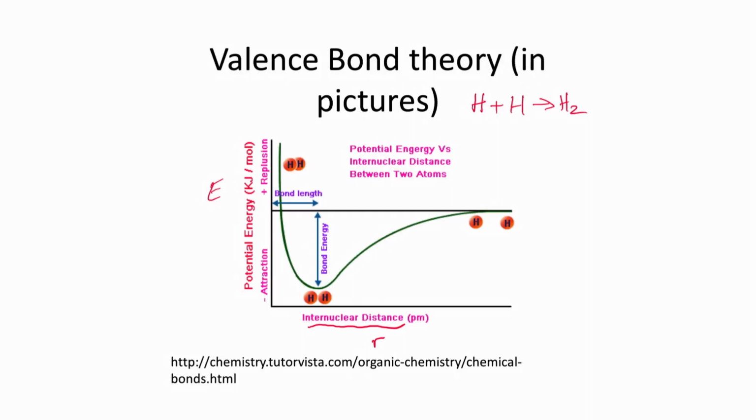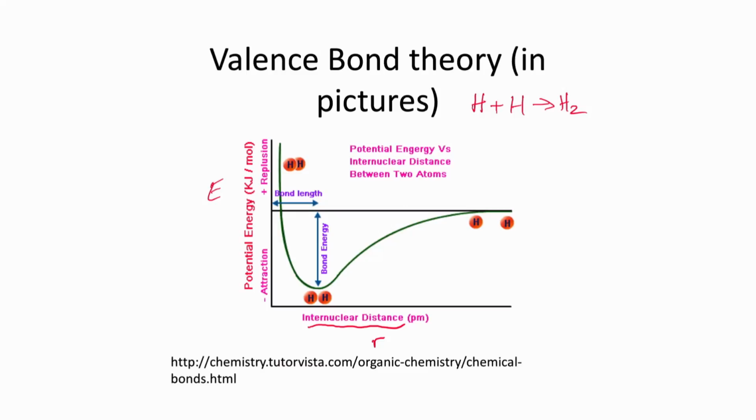So let's assume that these two hydrogen atoms are really far away, so far away that there's no attraction or repulsion between them. They're all just doing their own thing. So we would say that the potential energy between them is exactly zero. But as I draw these things closer and closer together, they start to be attracted to each other.